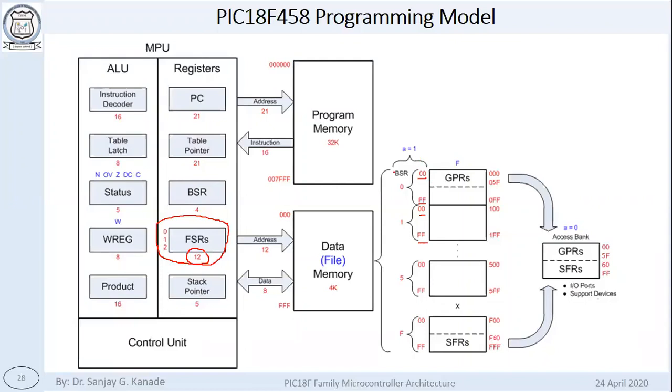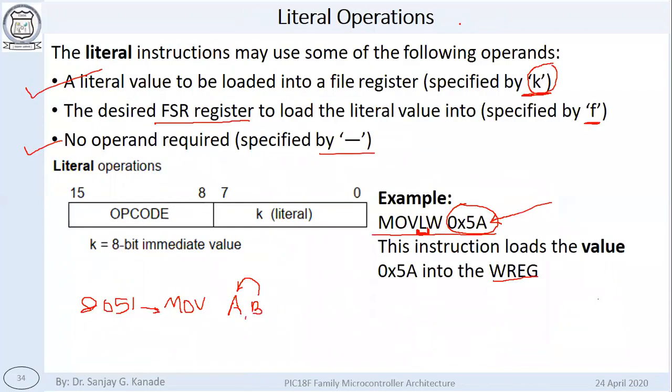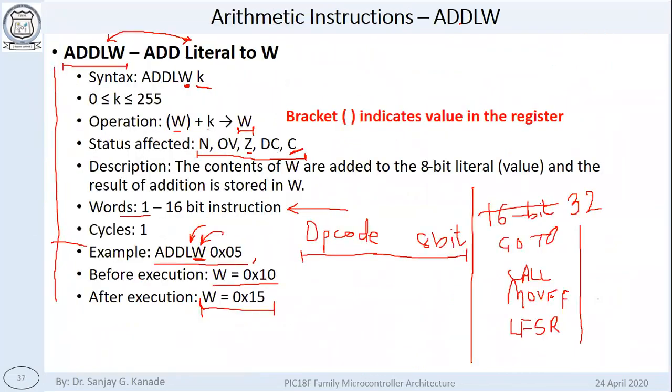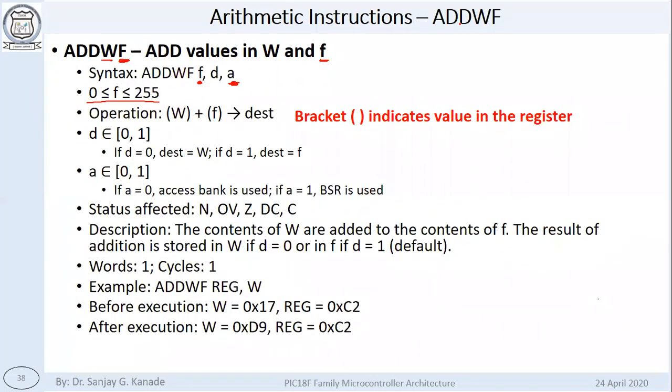So for the upper 4 MSBs, we can either have BSR or we can have it from the access bank. In that case we must specify A. If A is equal to 0, we are going to use the access bank. If A is equal to 1, we are going to use BSR. So as there is F inside the instruction, there has to be A also inside the instruction.